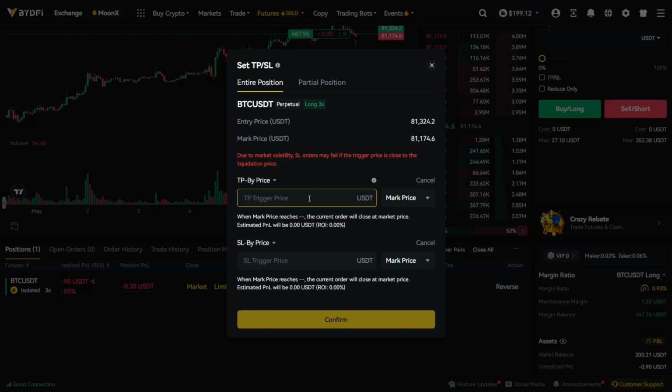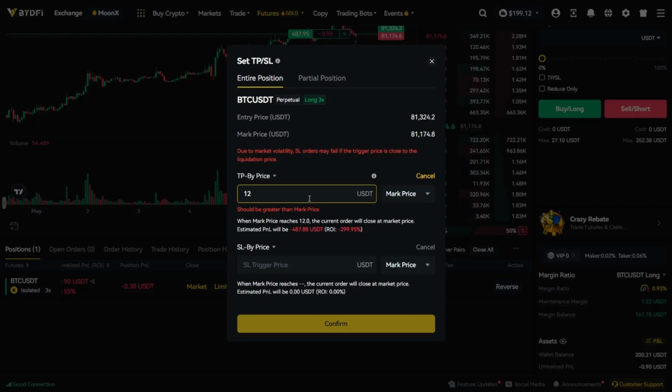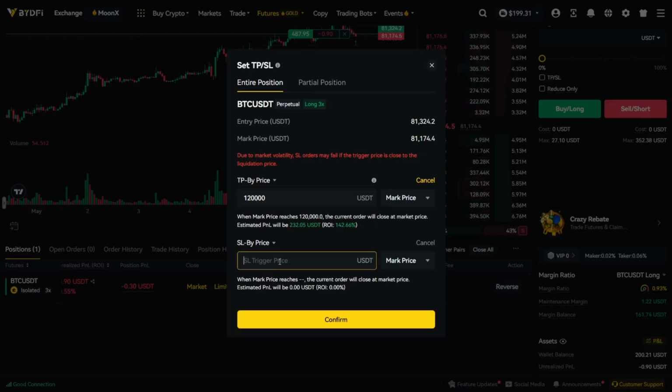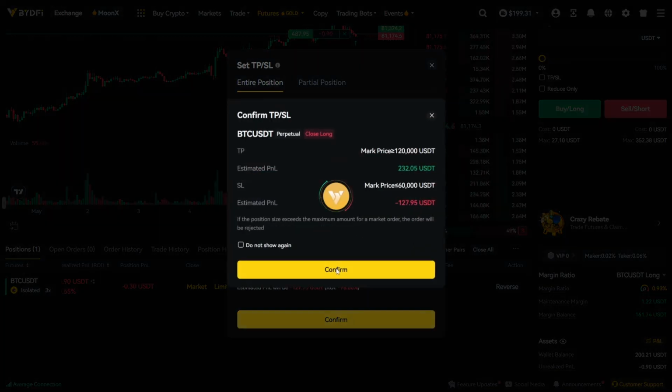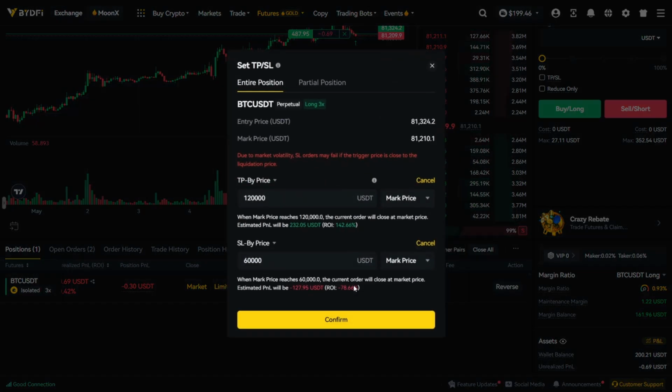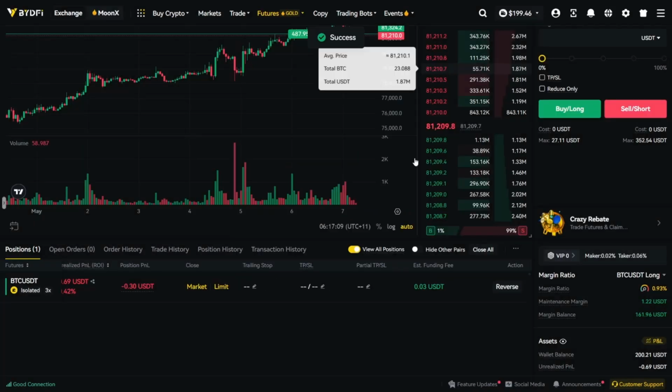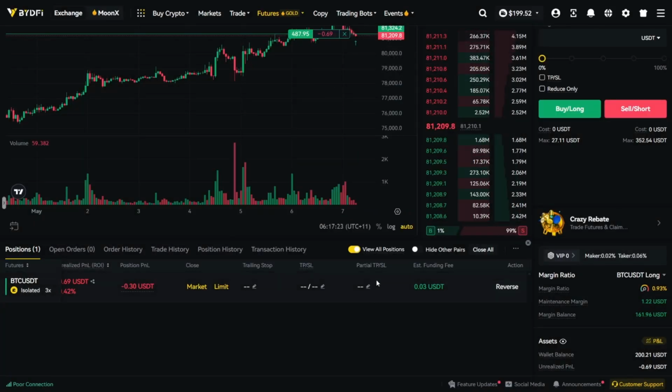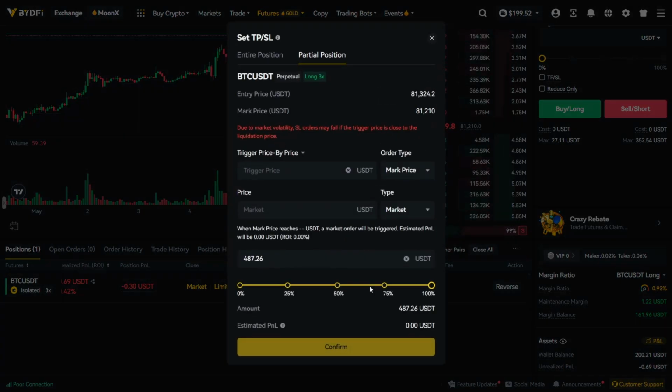We are just going to do the same thing as before, with 120,000 as our take profit and 60,000 as our stop loss, and confirm these orders. And again, clicking on this icon is where we can edit it or cancel both of our orders. Next, we're going to go through adding a partial take profit and stop loss. We can now see we can include how much of our position we want to include in the order.